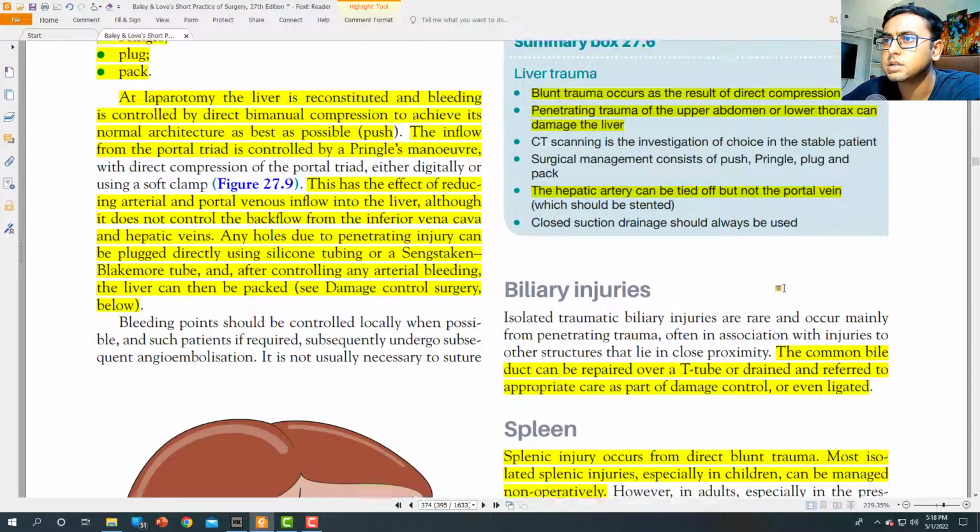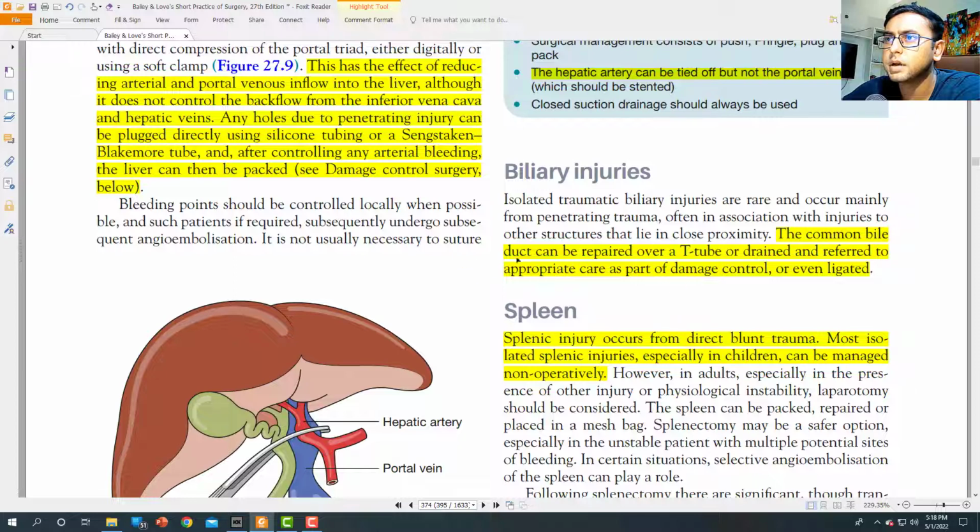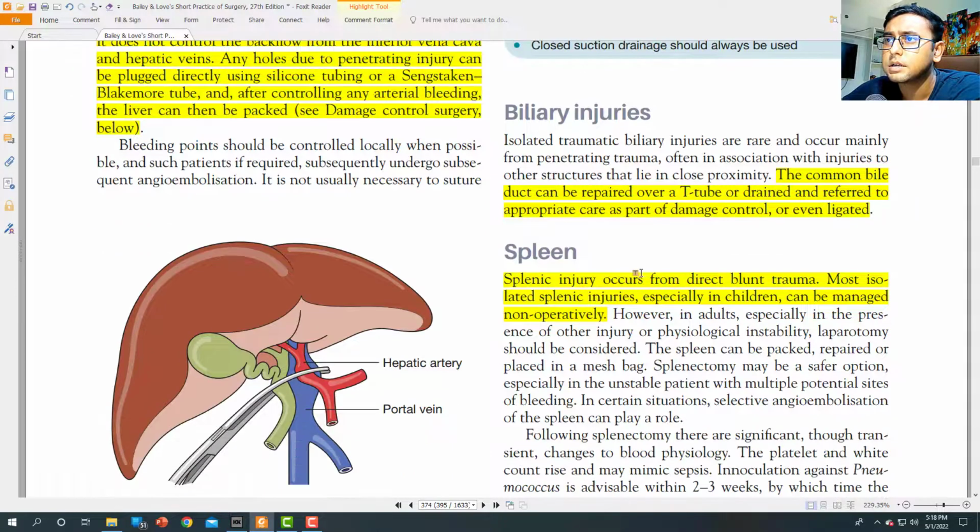Then suction drainage is used. Now the biliary injuries: the common bile duct can be repaired with a T-tube and drained. So after biliary injury repair, a T-tube is inserted. That you all know.